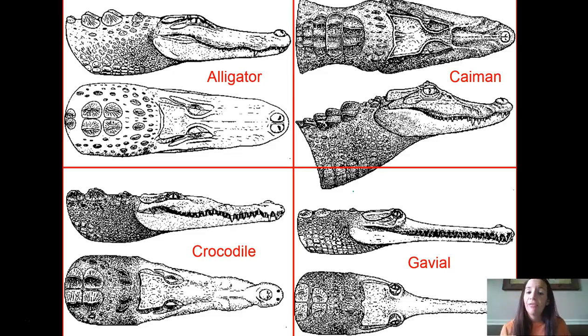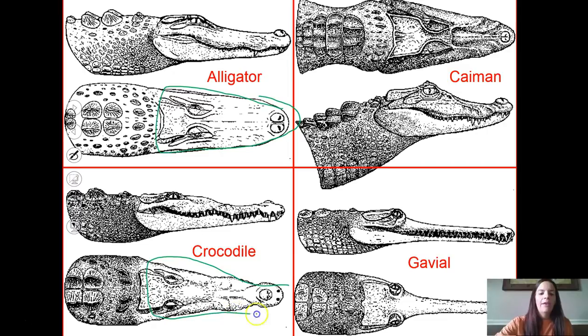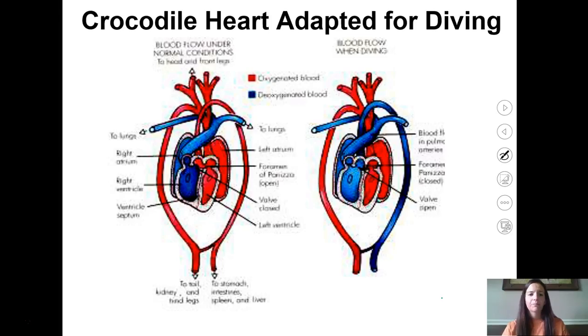Here's a closer look at how they differ. A lot of people talk about crocodiles versus alligators, so you can see the difference, especially look at the shape of the snout from overhead of a crocodile versus an alligator. And then the caimans look a lot like an alligator, and then the gavials look very different.